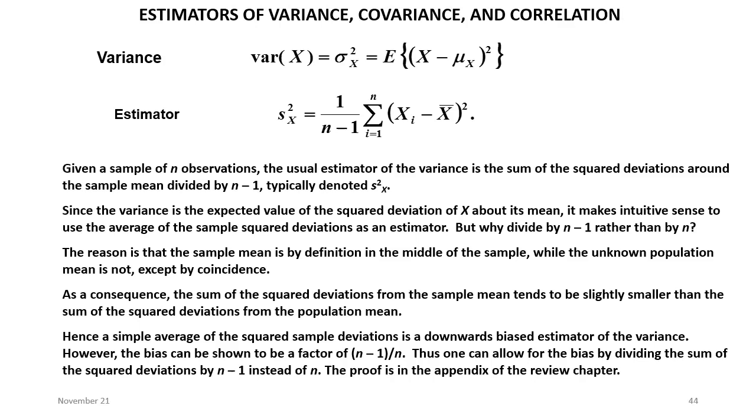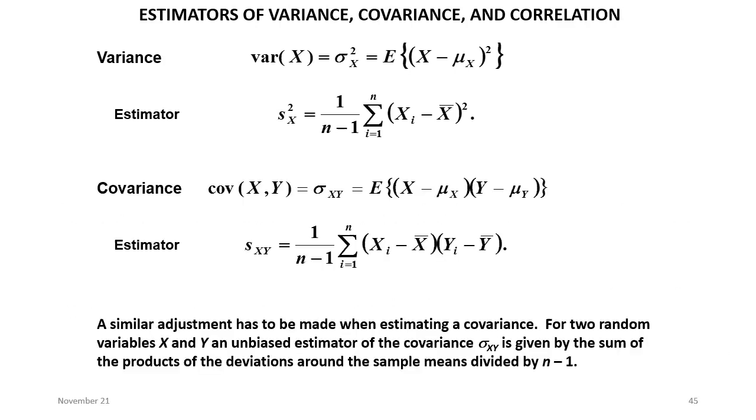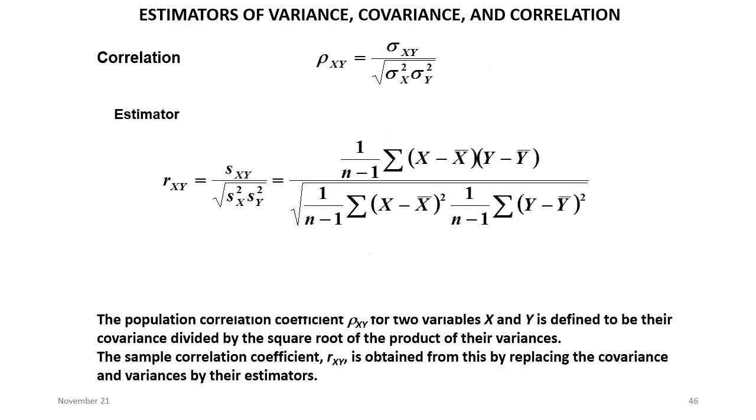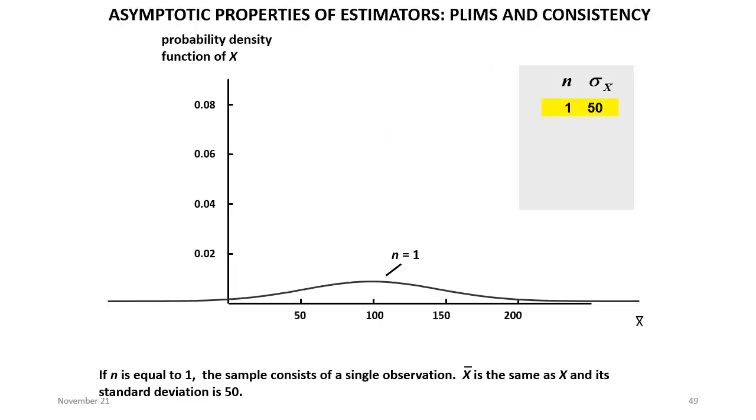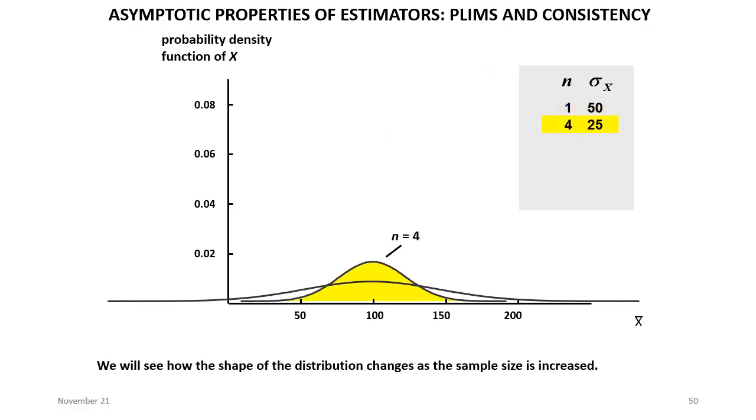Then there is an example of an observation: usually the estimator of the variance is the sum of the squared deviations around the sample mean divided by n minus 1. Typically, we have the sum of x minus x bar square over n minus 1. Then the variance formula and estimator, and the covariance and its estimator, are given to you in this slide. The rho estimator is also given, with its formula relating to consistency and unbiasedness. For probability limits and consistency, if n is equal to 1, the sample consists of a single observation, x bar is the same as x, and its standard deviation is 50.